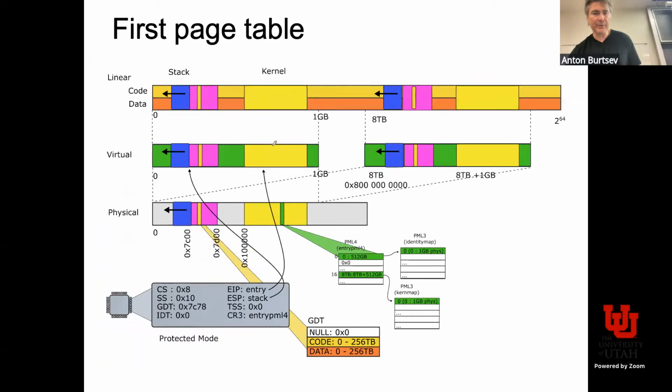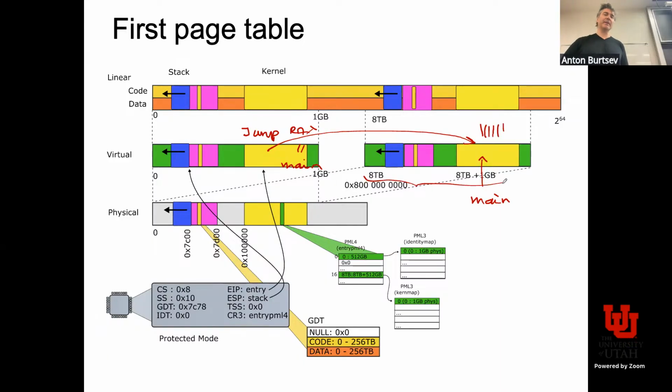Essentially after you did the jump, this is a jump to RAX. This RAX contained main, and main is a symbol which points to here. And at this point, you switch to higher addresses, right? And after that, you will never go back until you start executing user code. The kernel will always live in this address range, right? Make sense?